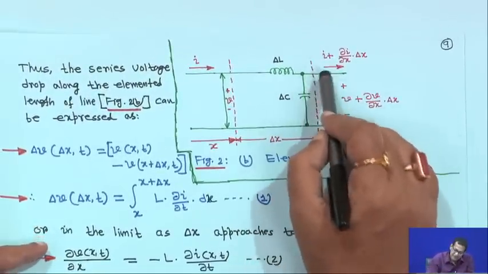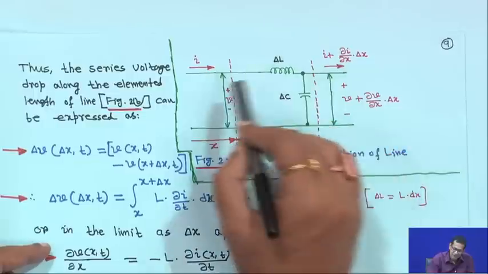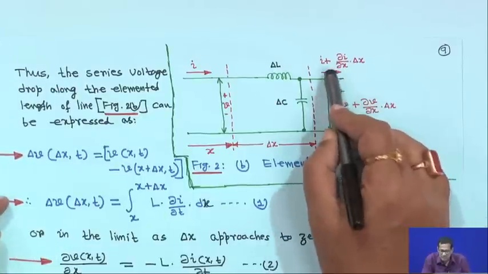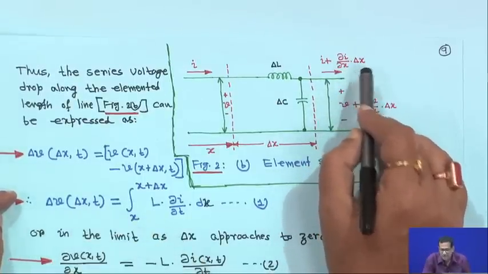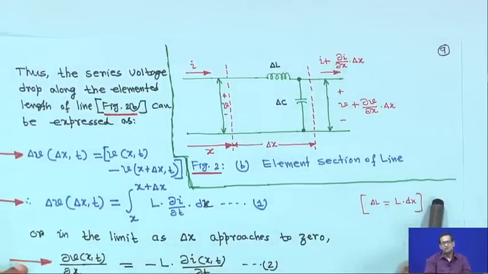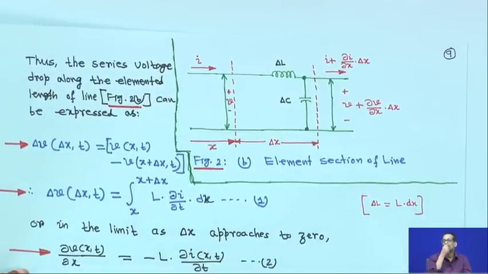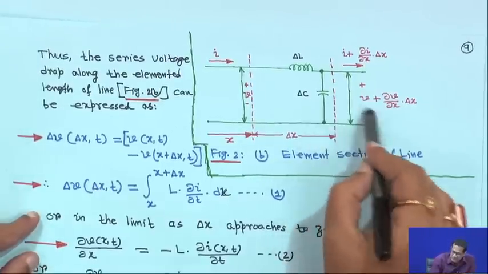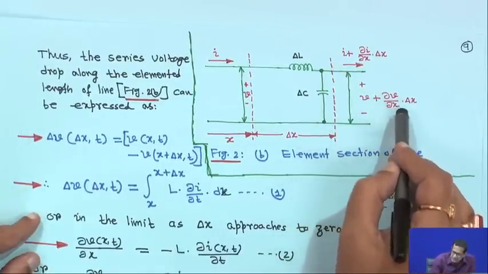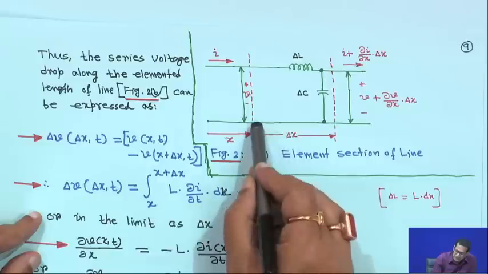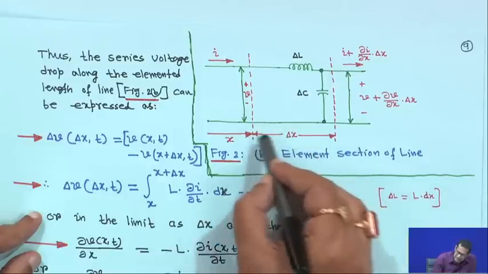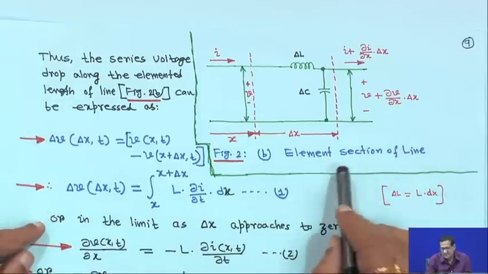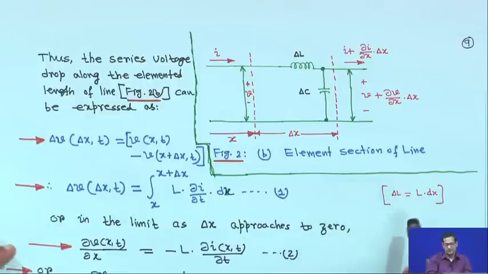Now, this is a small section. If this is the sending end side, or I will say the input side, and this is the output side, the current will be I plus del I upon del x into dx. This is almost the same type of representation as the long transmission line analysis you have studied, right. And the voltage here will be V plus delta V upon delta x into dx. This elemental length is delta x, and distance is increasing from left to right.